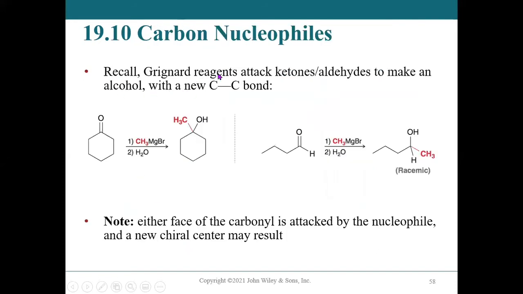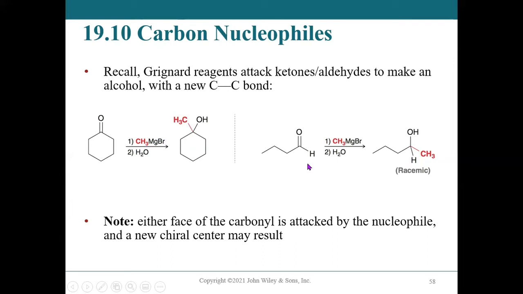Recall Grignard reagent attacks ketone or aldehyde to make an alcohol with a new C-C bond. So here is one example of a Grignard, methyl magnesium bromide, and then we have to use two steps. So we will produce this alcohol. Then in addition, we have a new carbon-carbon bond here.